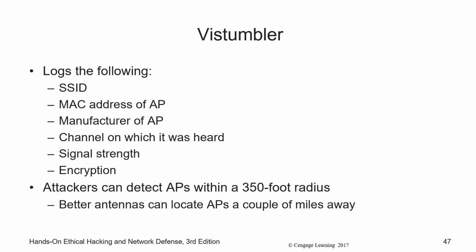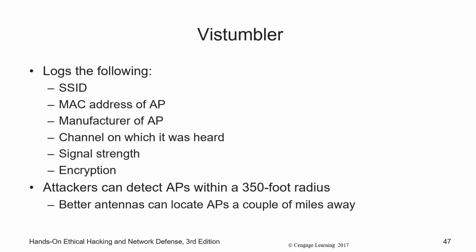You basically flip this on in Windows, you walk around, and it logs the SSID of the wireless networks it finds, the MAC address of the access point, the manufacturer of the access point, what you'd get from the MAC address, the channel that it found, the signal strength, and the encryption.